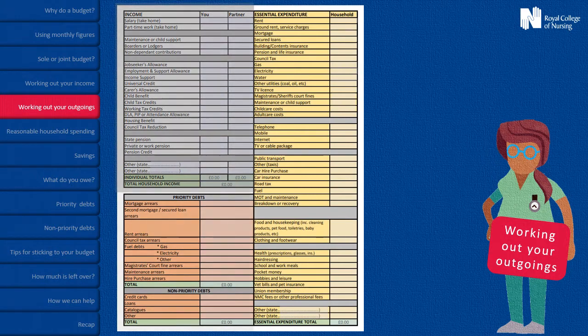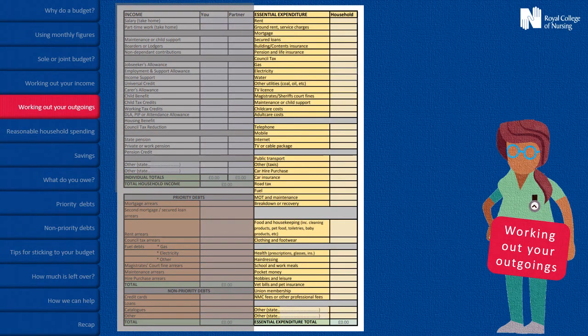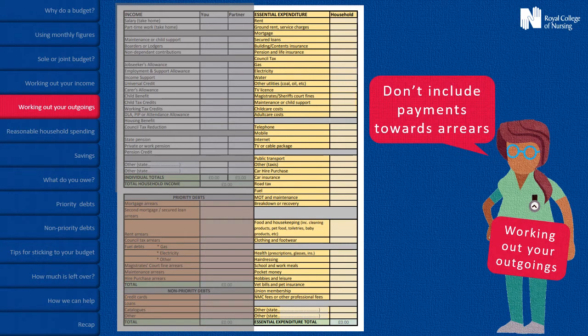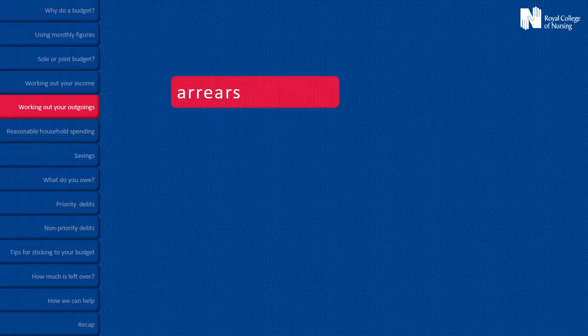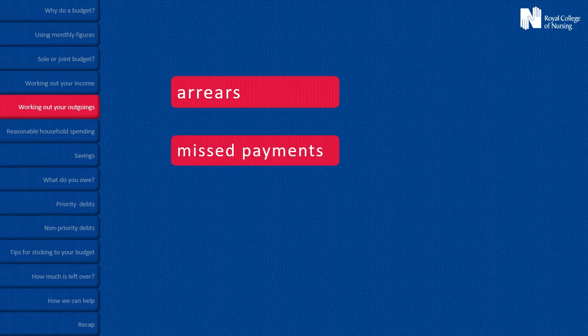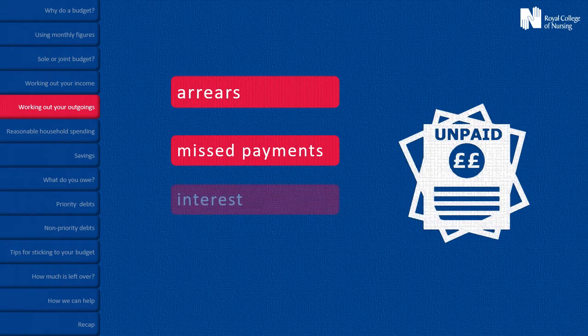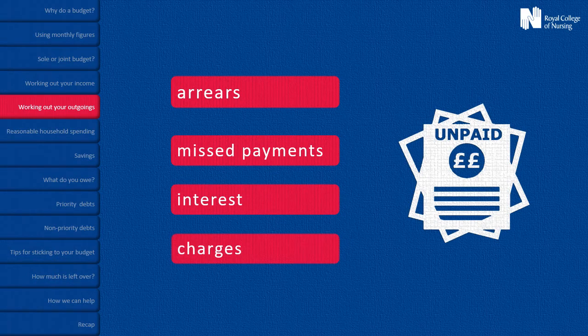Completing this part of your budget shows you how much money you spend on your essential living costs. Do not include payments towards any arrears in your outgoings, as you will be asked about these at the end of your budget. Arrears is the term used to describe payments that you have missed. Arrears can also include interest and charges that have been added.